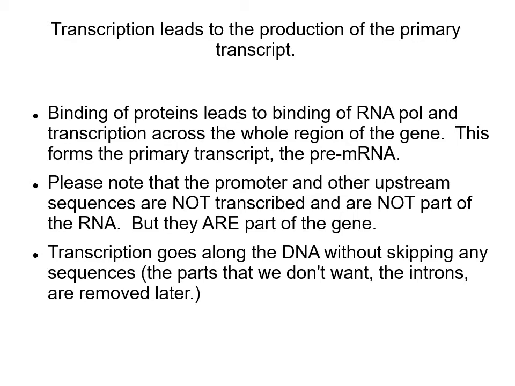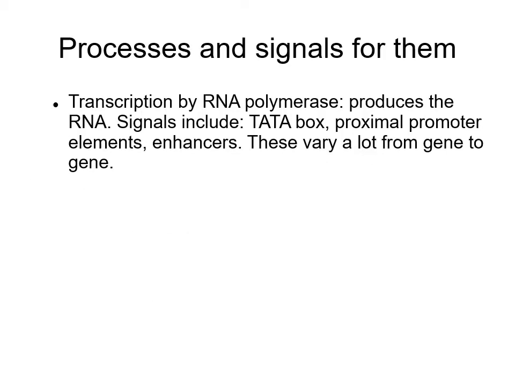Okay. All right, so processes and signals for them. Transcription by RNA polymerase to produce the RNA. There are signals in the gene that are required to bind proteins to get polymerase to the DNA to get the transcription to actually start. Now, these vary a lot from gene to gene, and so there's no rule that all genes must have such and such. So there's a lot of variation among genes in terms of what those sequences actually are.